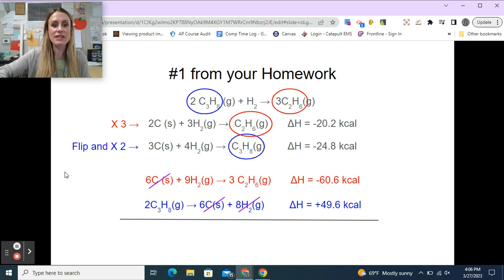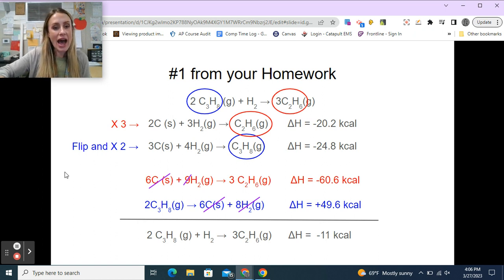So what we're actually doing here is subtracting. So I'm going to subtract 8 hydrogens from both sides. And so what happens is 9 minus 8 is 1. So I'm still left with 1 hydrogen on my reactant side.